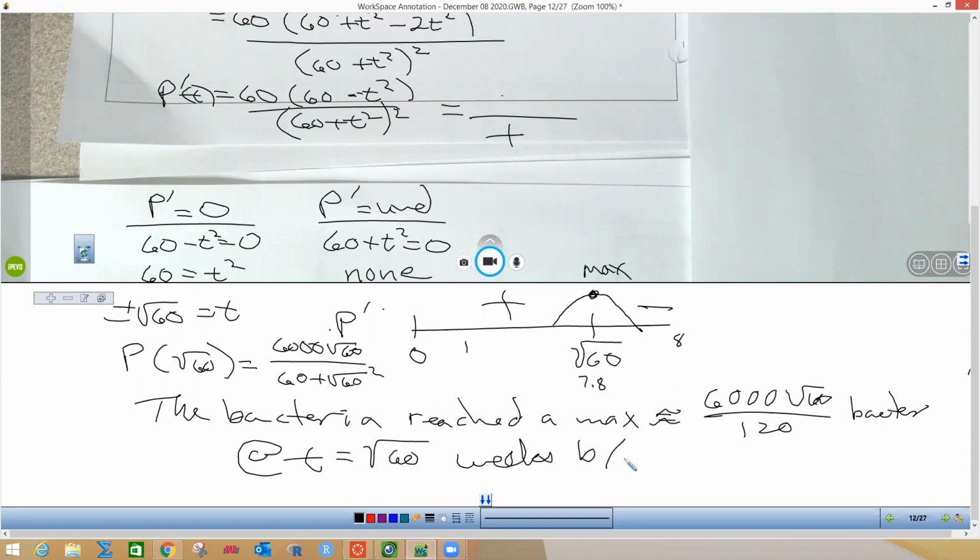And then to justify, because P prime changes sign, some of you did not do this on your quiz, from positive to negative at T equals square root of 60. And you should call what this time is in right there, because it told me in the problem way up there at the top, if you look at it again, it's in weeks.